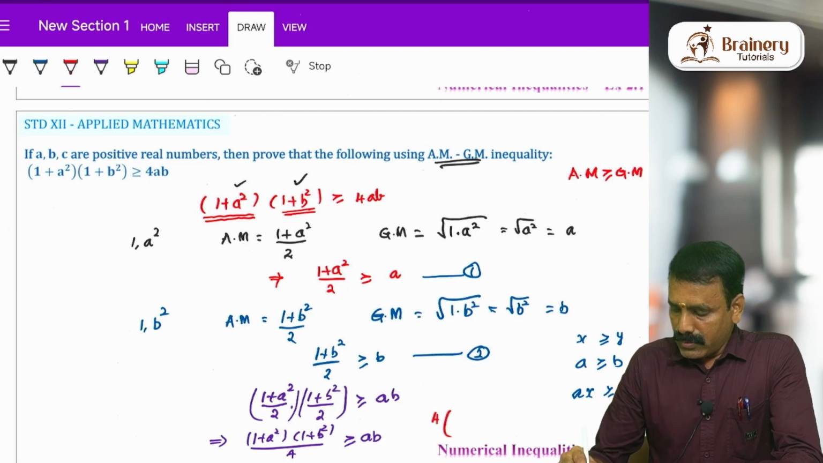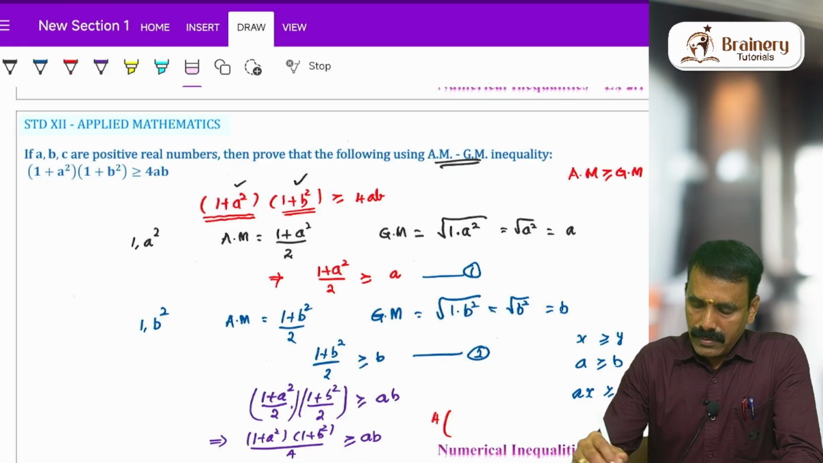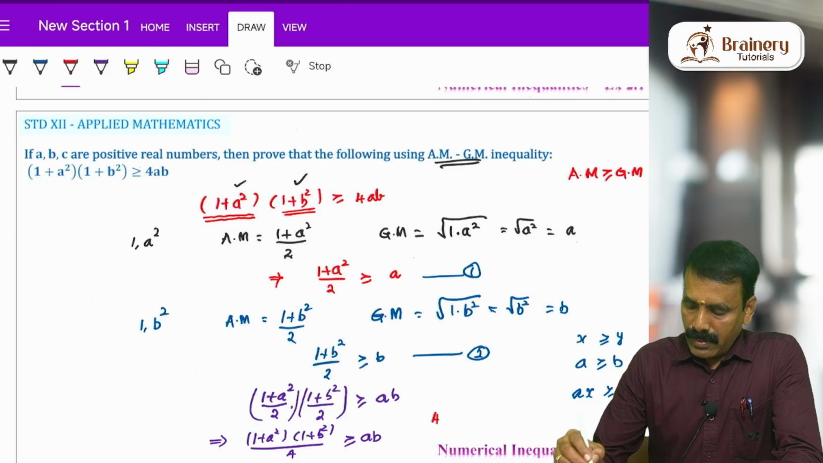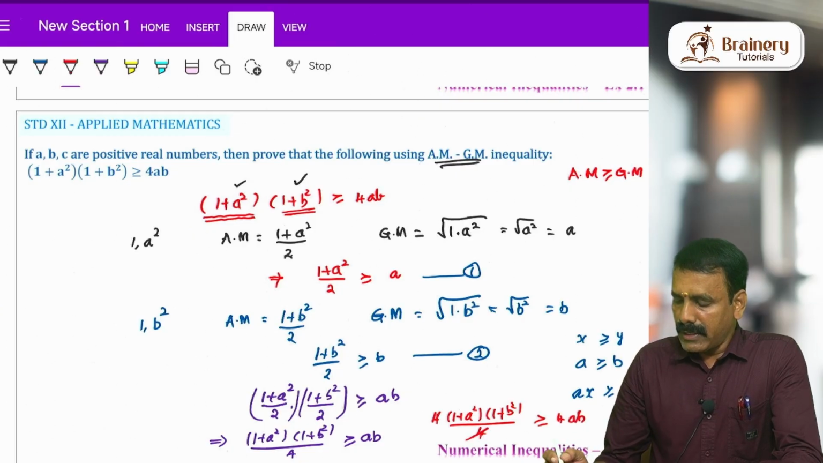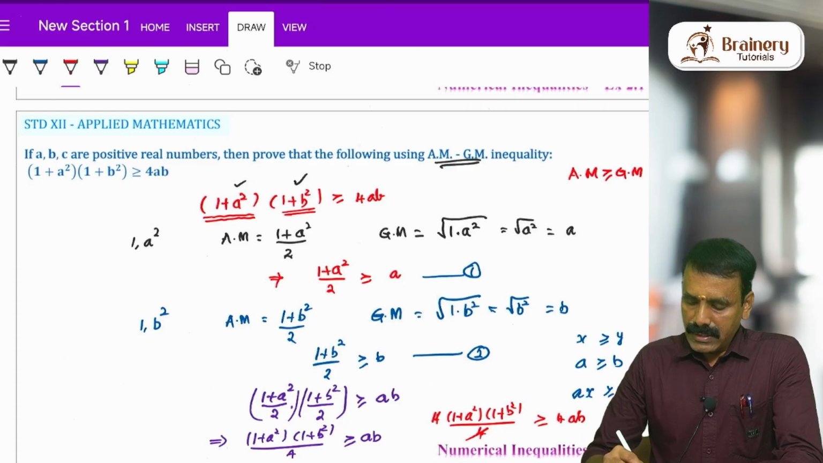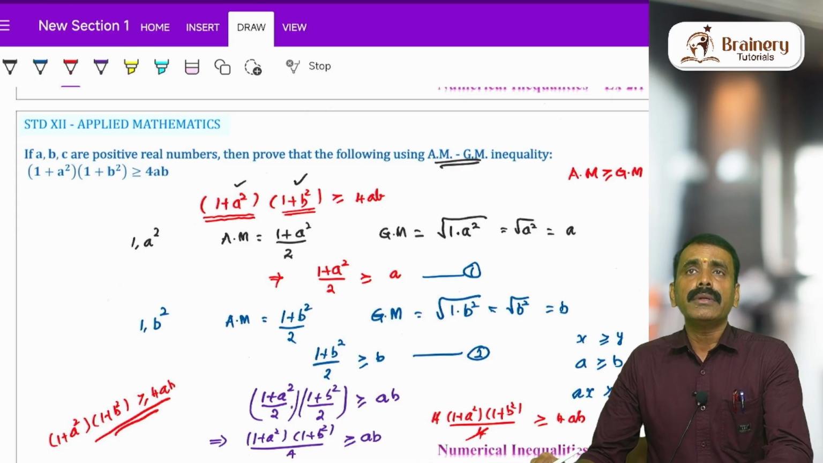4 into 1 plus A square into 1 plus B square by 4 greater than or equal to 4 into AB. So the 4 gets cancelled on the left hand side. So we get the ultimate answer. The final answer is 1 plus A square into 1 plus B square greater than or equal to 4AB. So we proved the required inequality.